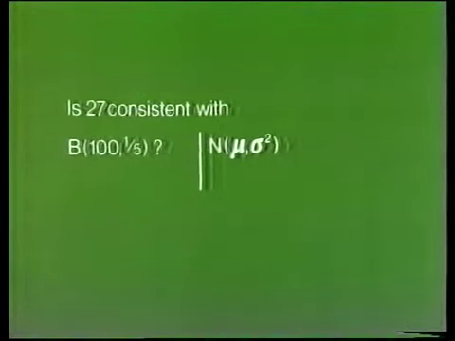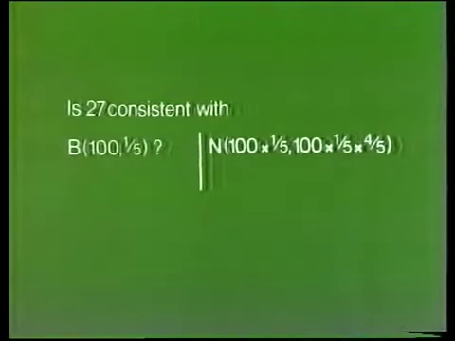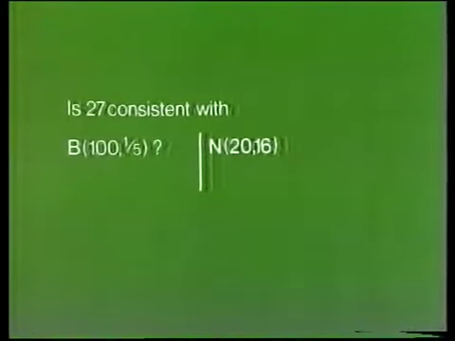Because our number of observations is quite large, we can approximate this binomial distribution by a normal distribution, where mu and sigma squared are the mean and variance of the corresponding binomial distribution. The mean of the binomial is np, which is 100 times 1/5, or 20, and the variance is npq, which is 100 times a fifth times 4/5, or 16. So now we want to test whether a value of 27 is consistent with normal 20, 16. This is now looking like a familiar problem.